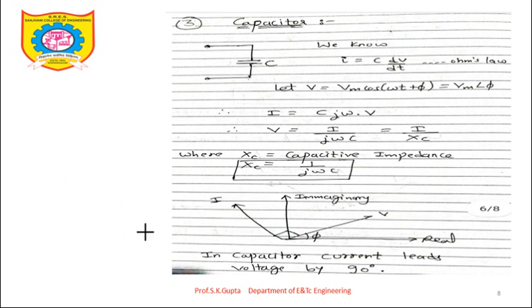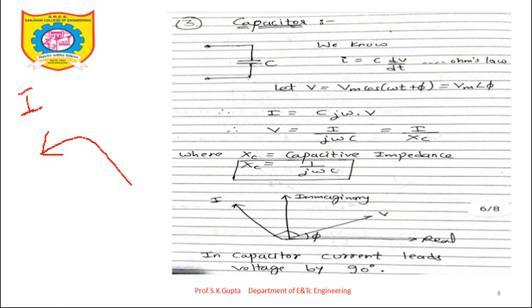What you can see in the anti-clockwise direction, which one is ahead? Current is ahead. Current has more angle than voltage. So that means in a capacitor, current leads voltage by 90 degree. In an inductor, current lags voltage by 90 degree, but in a capacitor, current leads voltage by 90 degree.